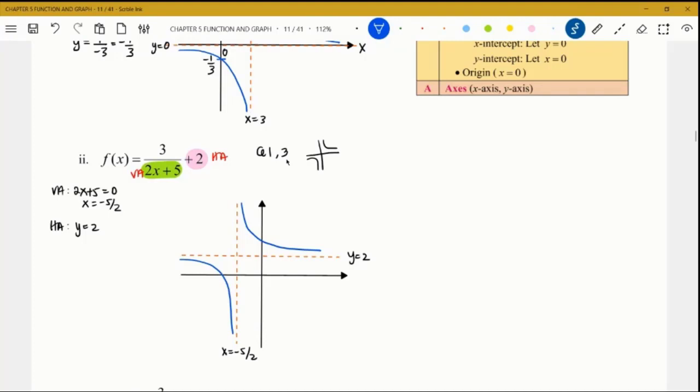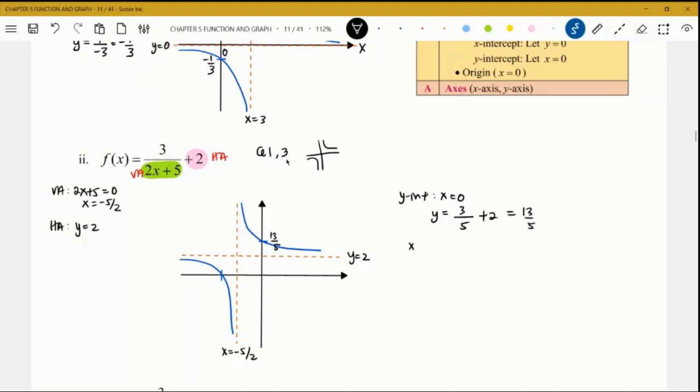Okay, so as you can see, we have the x-intercept and y-intercept. It means you have to find both. So the y-intercept is when x equal to 0. We substitute x equal to 0 here. So y will be 3/5 plus 2. So what do we get for y? It's 13/5. So here will be 13/5.